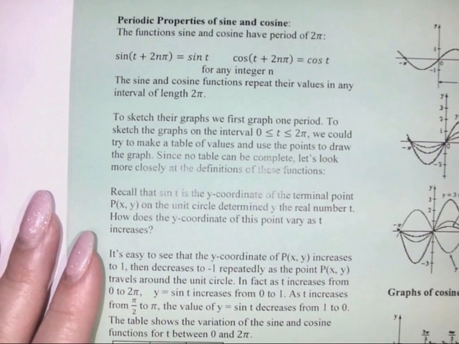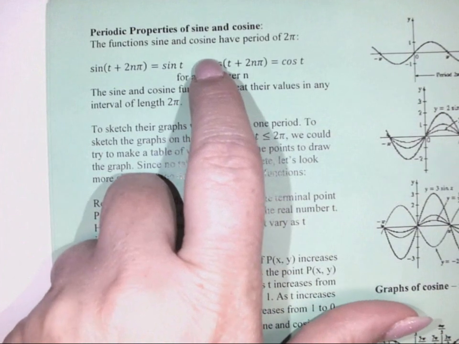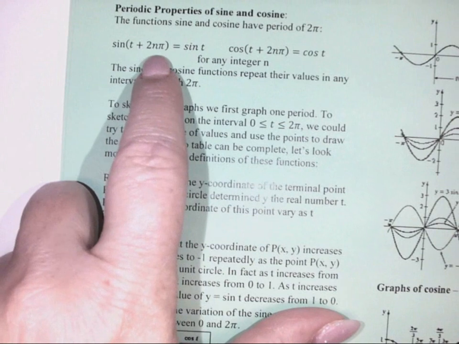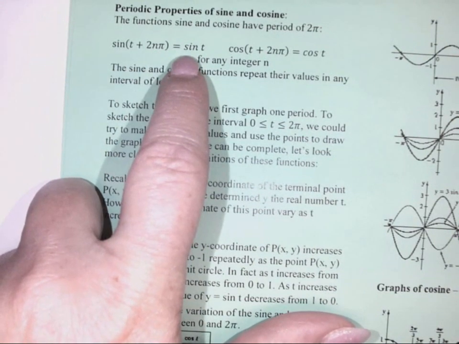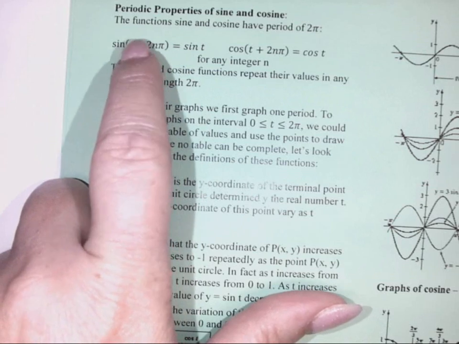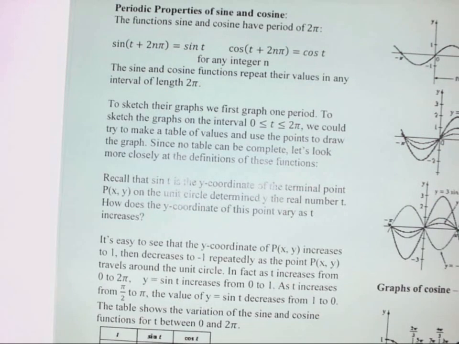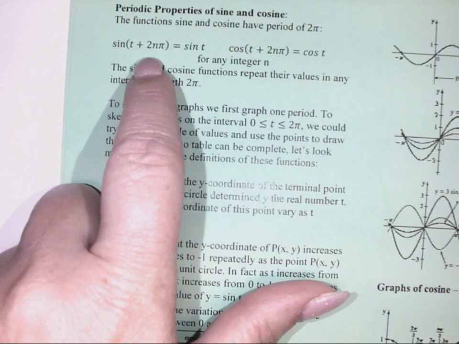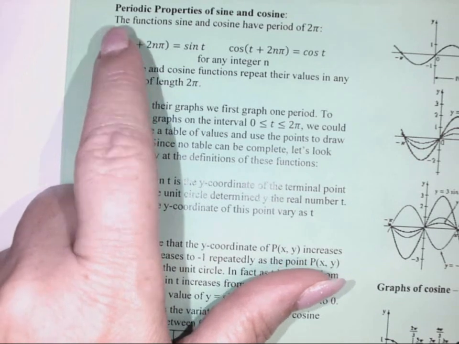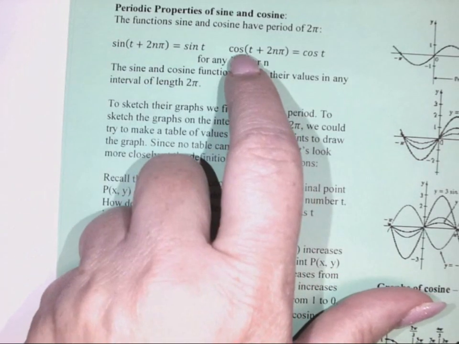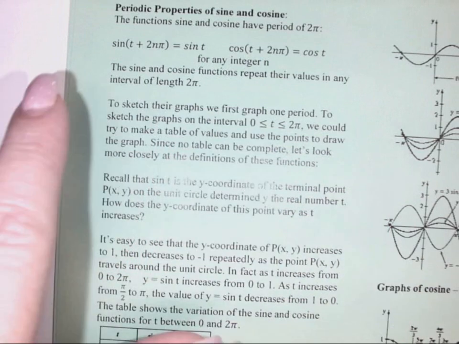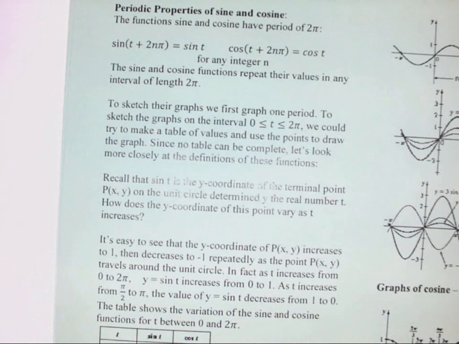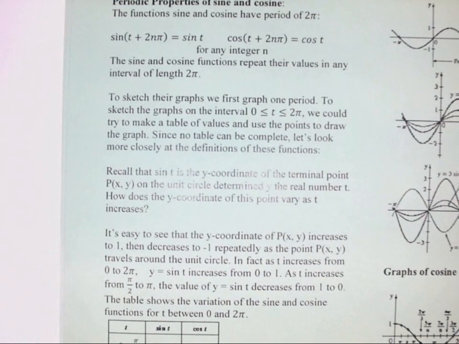So the periodic properties of sine and cosine: the functions of sine and cosine have a period of 2 pi. The sine of t plus 2n pi is equal to the sine of t, because the value will be the same when that 2n pi goes around the unit circle again. No matter how many times, and that's what the n means, you go around the unit circle, it's still going to be equal to the sine of t. Same thing happens to cosine of t. As we go around and around, we are still landing at that same point, as long as it's a multiple of 2 pi, and of course that's for any integer n.